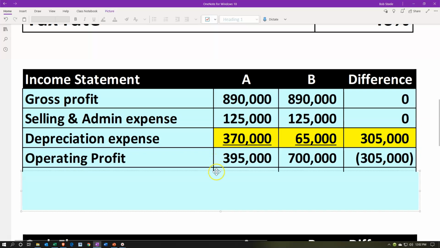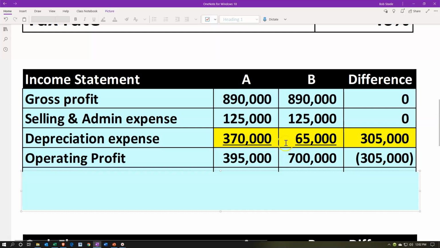Then we've got the operating profit being the gross profit, the 890 in the case of A, minus the 125 minus the 370, giving us the 395, and B, the 890 minus the 125 minus the 65,000, the difference being the depreciation to give us the difference in operating profit. A having a much less operating profit due to a much higher depreciation, which means they must have more recent, more depreciable fixed assets on a book value basis that are now being allocated out in terms of depreciation, increasing the depreciation, decreasing the operating profit.